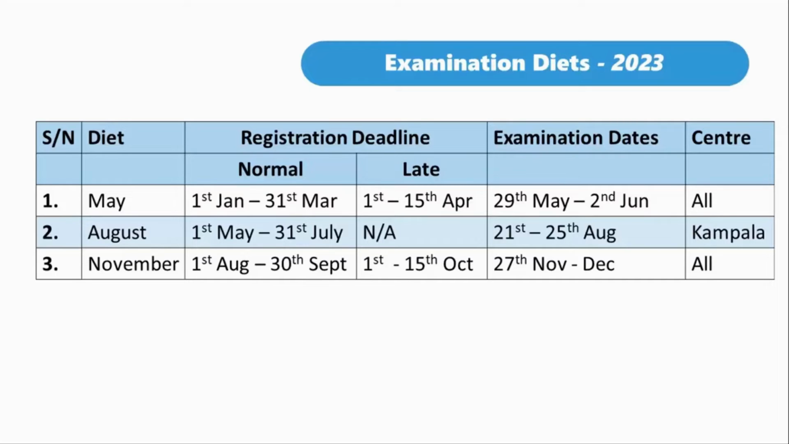Finally, we have the last examination diet in this year, 2023, which is the November examination diet. Here, we shall expect you to register between 1st of August to 30th of September. And then a late registration will only be for 15 days from the 1st to the 15th of October. Examinations for the November examination diet are going to be conducted between the 27th of November to 1st of December 2023. And for the November examination diet, exams will be conducted at all the examination centers that have been established by the Institute.